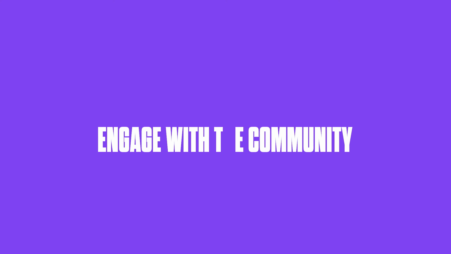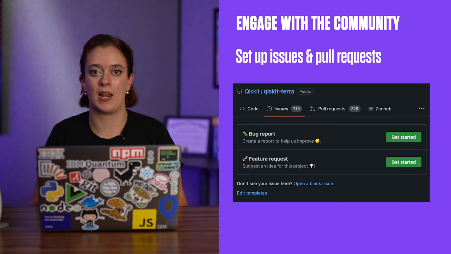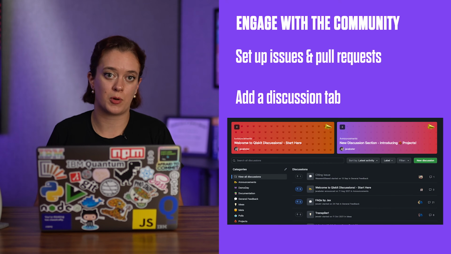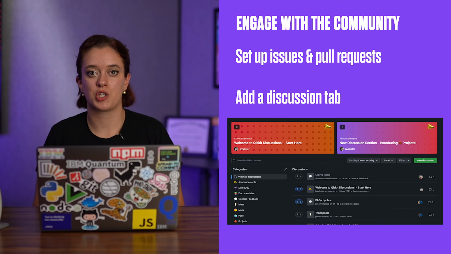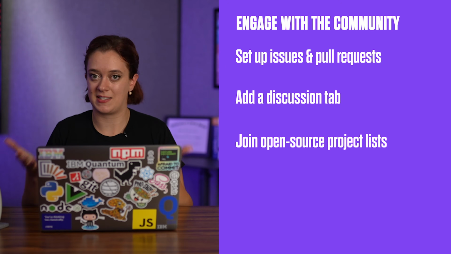Number four, I think we're on now, of some best practices for open sourcing your code is the aspect of engaging with your community. There are a few different things you can do to make your open source repository more collaborative and more open to contributions from the community. You can, for example, set up issues and pull requests, as well as a branching strategy. You can add a discussion tab into your GitHub repository just for those more casual interactions. And you can also nominate your project to join different high-profile collections that are designed to highlight projects, such as Awesome Lists or the Qiskit Ecosystem.